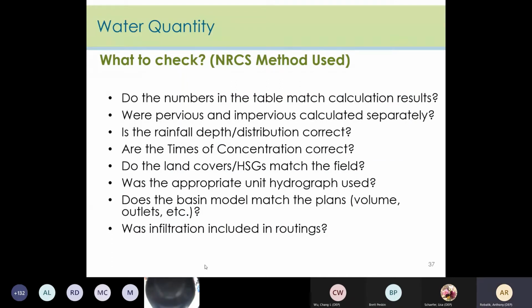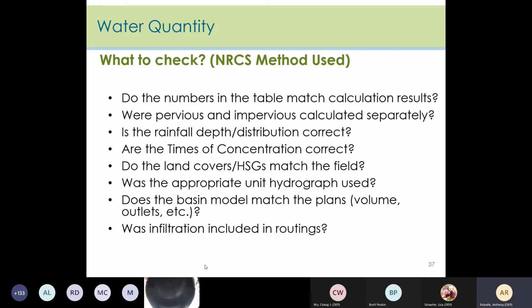So what do we need to check? They use the NRCS method. First thing to check is, are those numbers in those tables what the results of the calculation show? Did it calculate pervious and impervious areas separately? Is the rainfall depth correct? Distribution right? Is the time of concentration correct? Do the land covers and hydrologic soil groups actually match the field? Did they use the right unit hydrograph? Does the Basin Model match the plan? There have been a few times where the model doesn't actually match the plans.